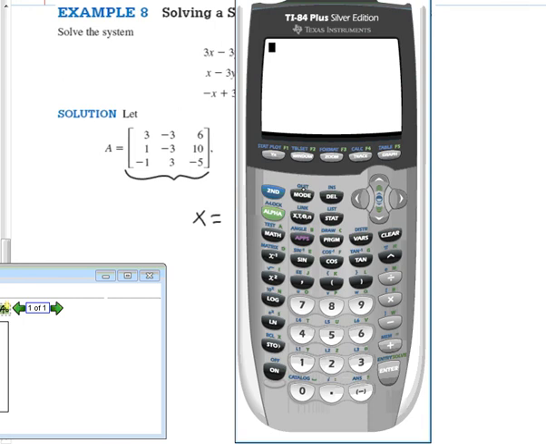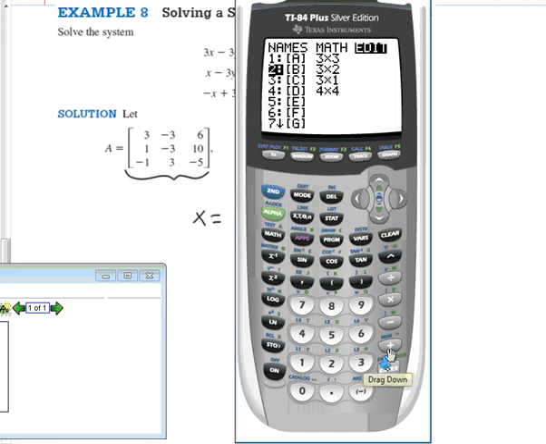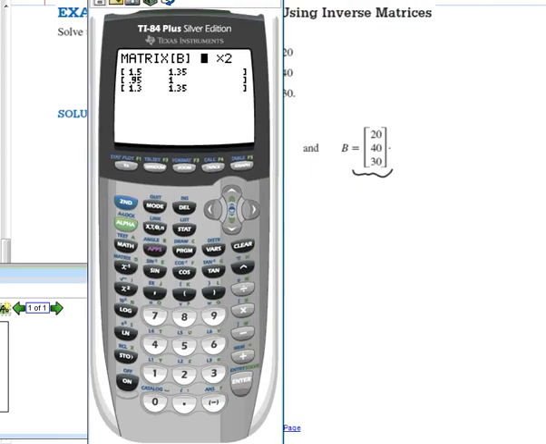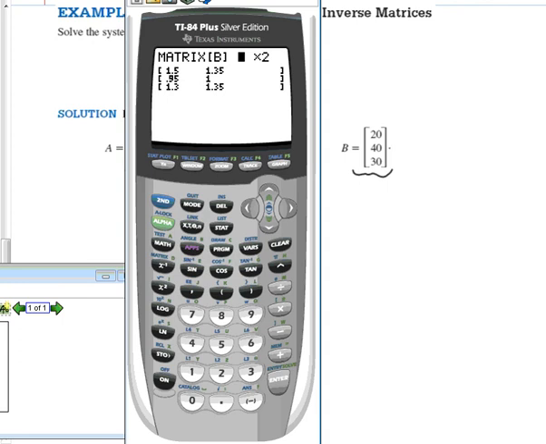My first matrix, I quit, go back to my matrix, go back to edit. I'm going to edit the second one. And the second one is matrix B, a 3 by 1. Okay, 20, 40, 30. And now I'm going to quit.